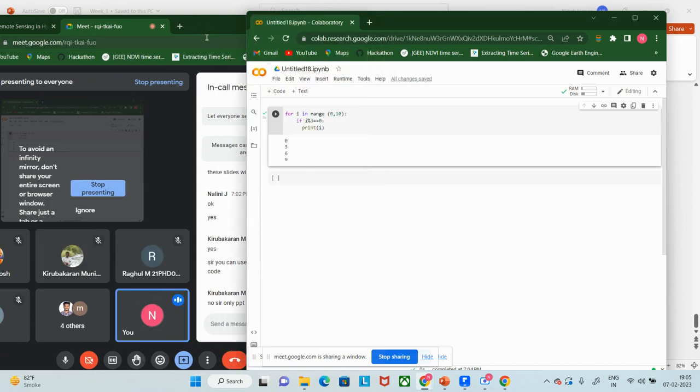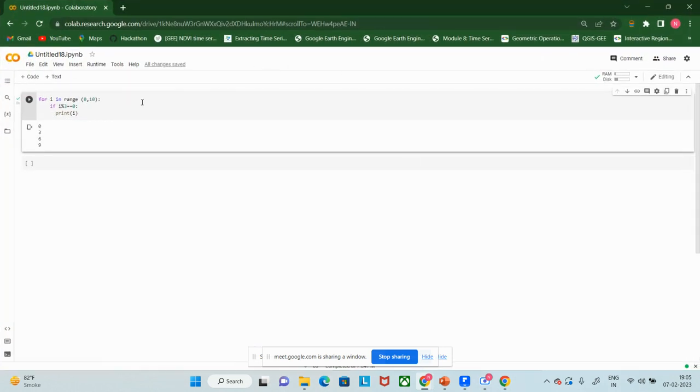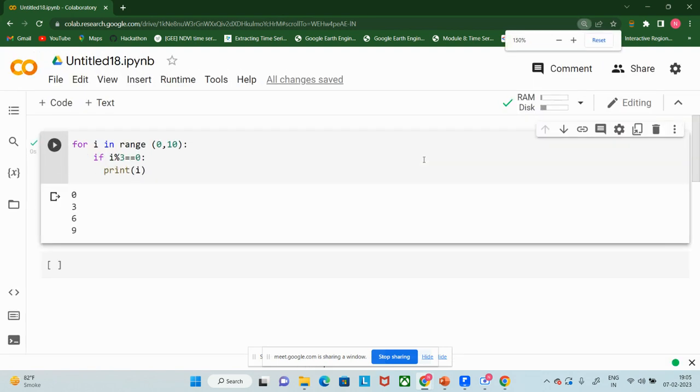Okay, so I have written the same thing, for i in range 0, the same code which I gave you as the question. So what happens here? You can see 0, 3, 6 and 9 is getting printed. And in Python, the last value is not taken. It means if we are saying 0 to 10, this code will go from 0 to 9. The last digit is not included.